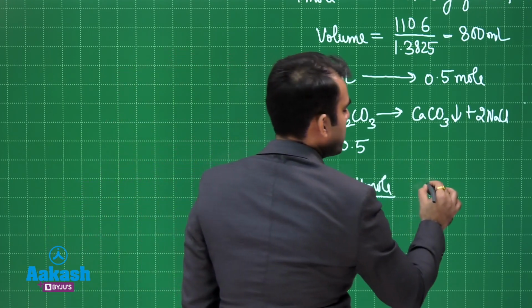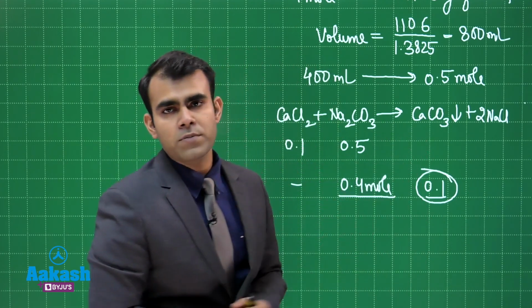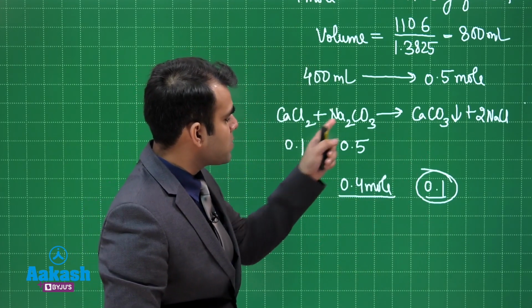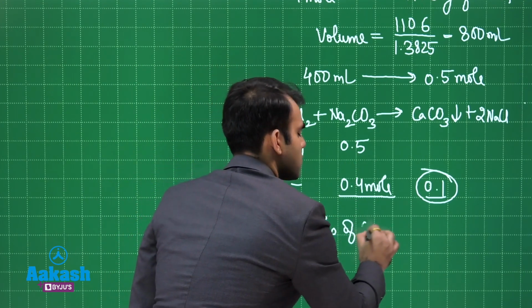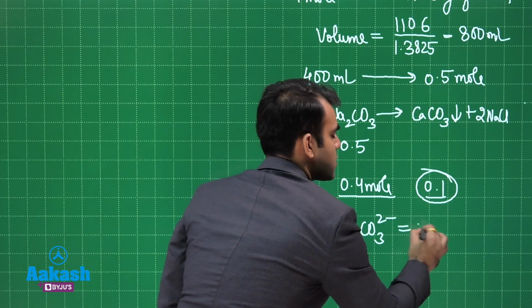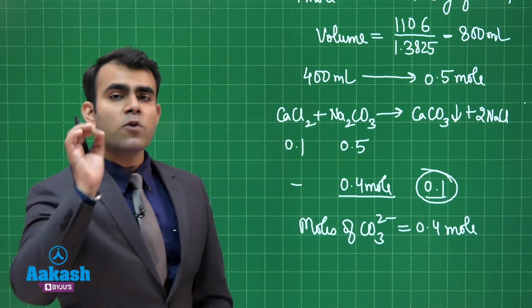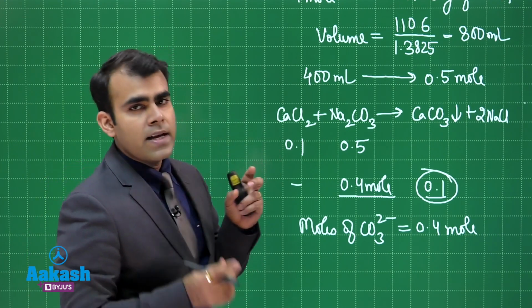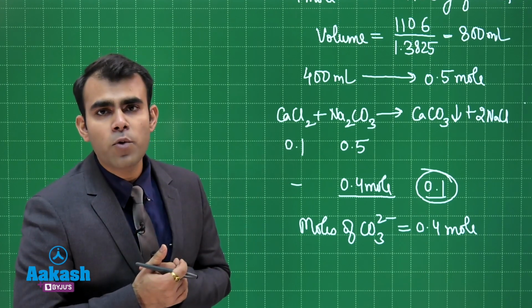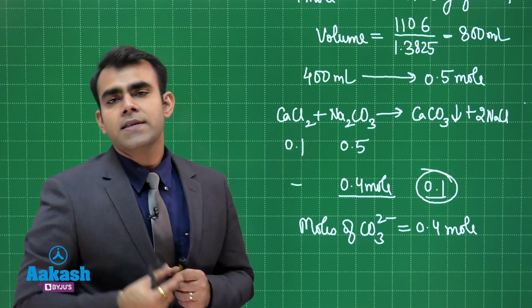Whereas calcium carbonate formed is 0.1 mole, but we do not calculate carbonate ion concentration from this one. So carbonate is coming from this one only, and the moles of carbonate is 0.4 mole. Now the final task is to calculate the total volume. Now total volume is basically calculated by adding the mass that I have told you earlier, that first we will calculate the total mass and then we will calculate the volume.